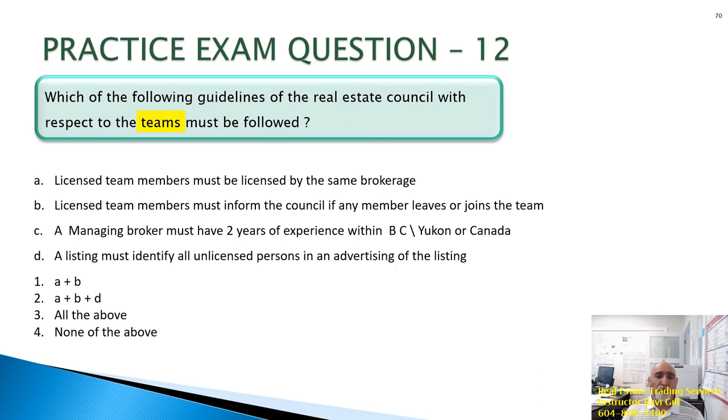A managing broker must have 2 years of experience within BC, Yukon. This is a true statement, C, but nothing to do with teams. D, a listing must identify all unlicensed persons in an advertising of the listing. That's a true statement also, but nothing to do with teams. So the answer is A plus B. If the question had said, which of the following guidelines are true in terms of Real Estate Council, I would say all 4, all of the above. But if it's only to do with teams, it's A and B.